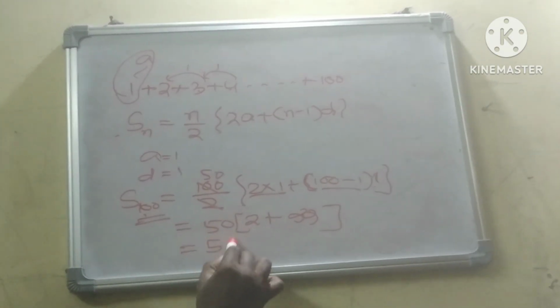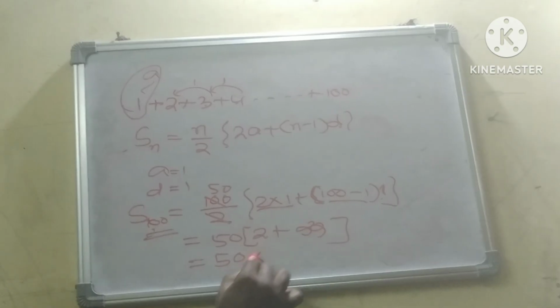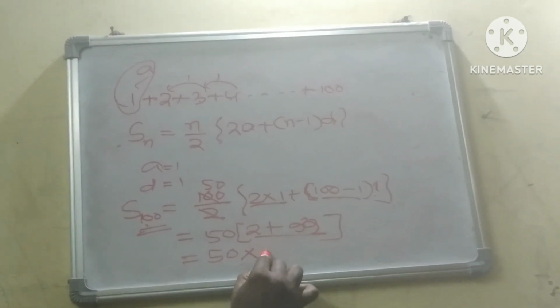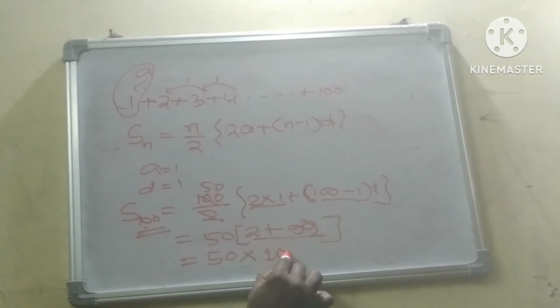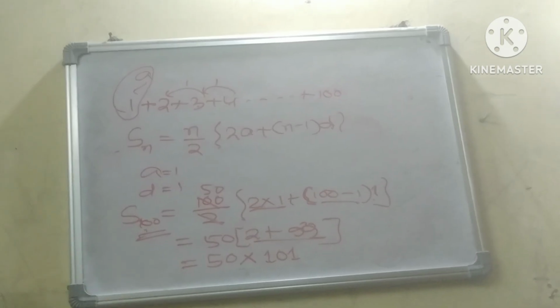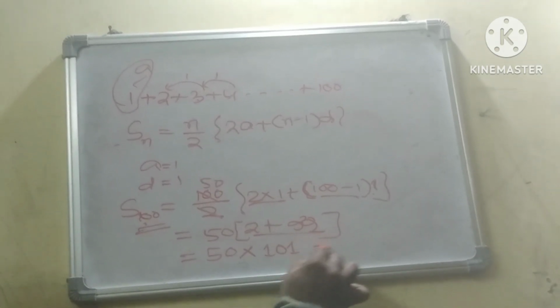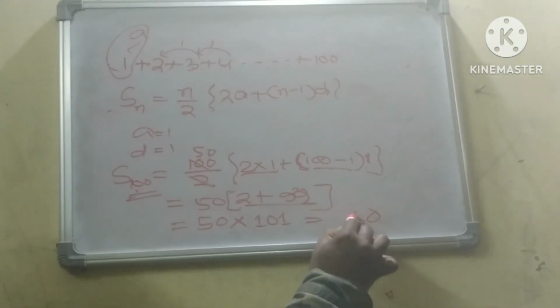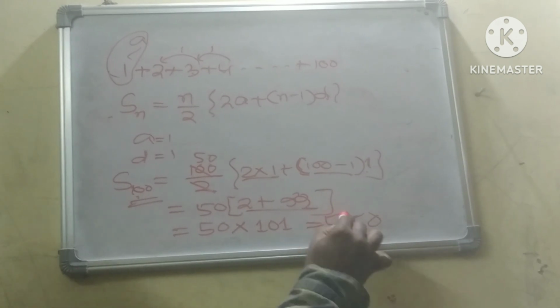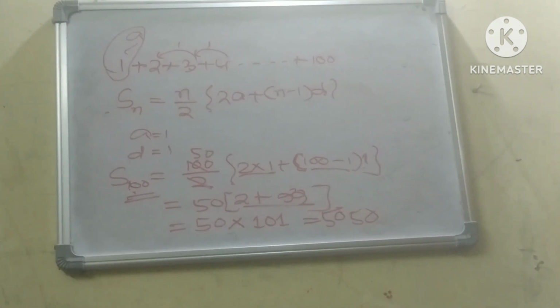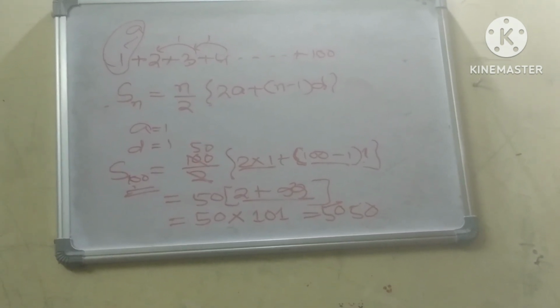So it is 50 into 2 into 1 is 2 plus 99 into 1 is 99, so 50 into 101. So the number will be 5050. Right? This is the answer, the sum of 100 terms.